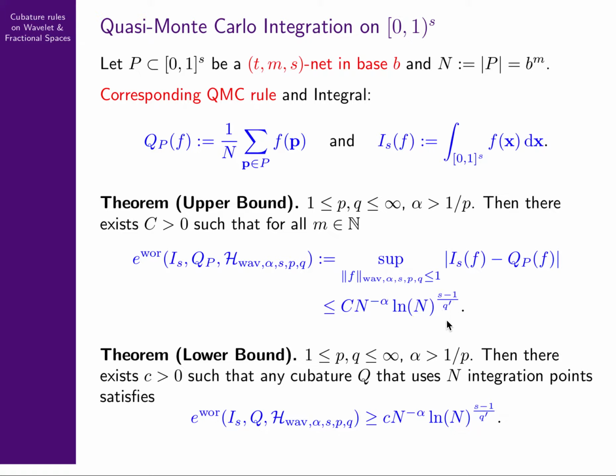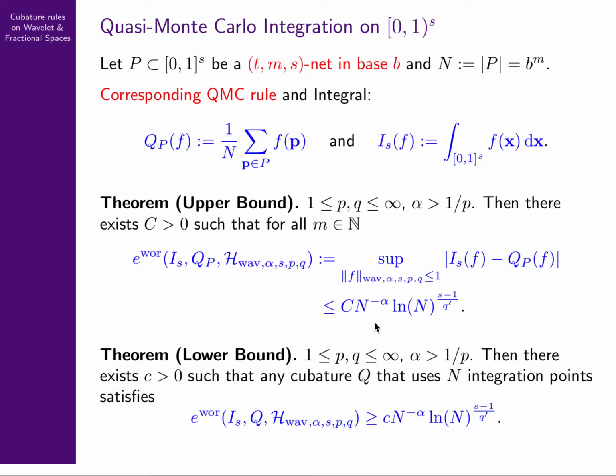In the case where q is equal to 1, q prime is equal to infinity, and this exponent vanishes, so it is 0, which means that this whole factor vanishes, and we are left with the convergence rate n to the power minus alpha. So in the case where q is equal to 1, the convergence rate is simply n to the power minus alpha and does not deteriorate as the dimension increases, which is really a nice property.